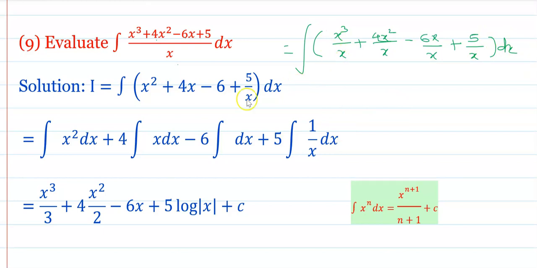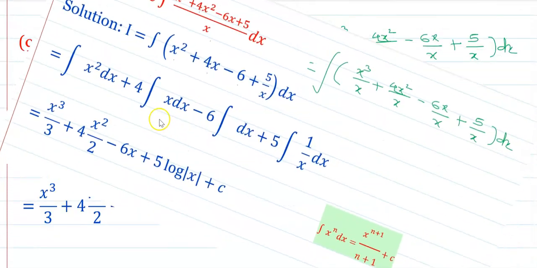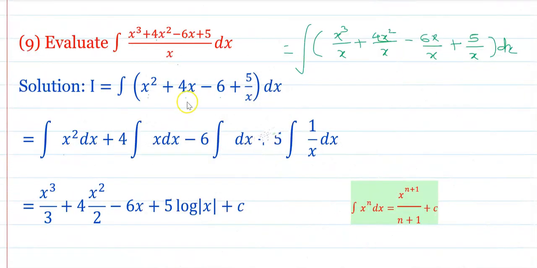X cube upon x, you are getting x square. 4x square upon x, 4x. 6x upon x, that is 6. 5 upon x, this is 5 upon x dx. Now the integral of x square plus 4 times the integral of x dx. Next, minus 6 times the integral of dx. Next, 5 into the integral of 1 upon x dx.